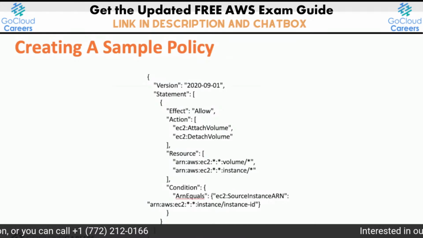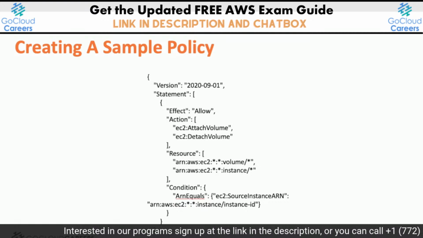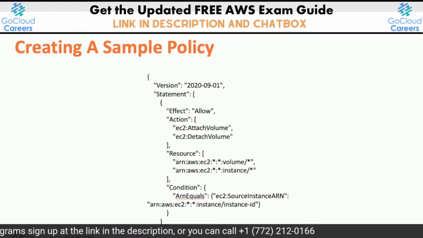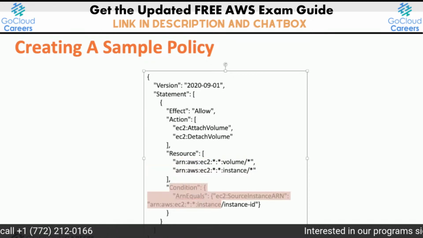Here's an example. Remember I talked about the action, effect, or allow. So here in this case we're going to allow an EC2 instance to attach a volume and detach a volume. And we specified a resource by the Amazon resource name. You can see that over there. We've highlighted this and we specified some optional conditions over here.